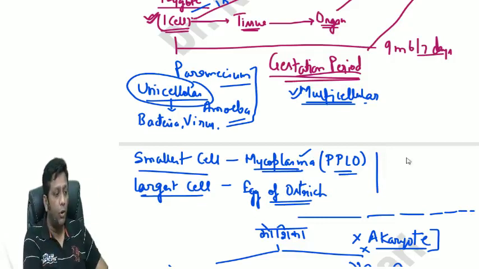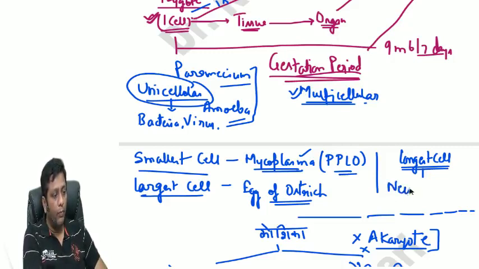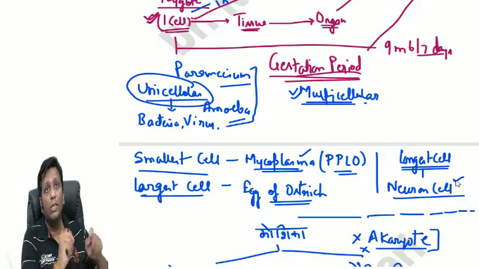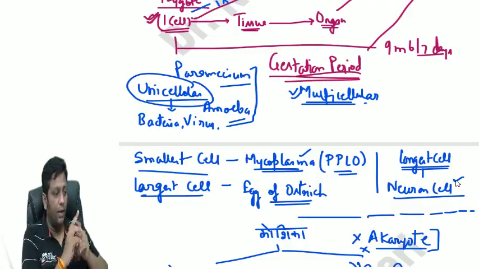If I ask you about the longest cell, which is lengthwise, which has the maximum length, you remember that it is the neuron cells. Neuron cells of the human body are the longest cells. You always remember: the largest is the egg of ostrich, the smallest is mycoplasma, and the longest is the neuron cell. In that way you remember everything. These are some facts.